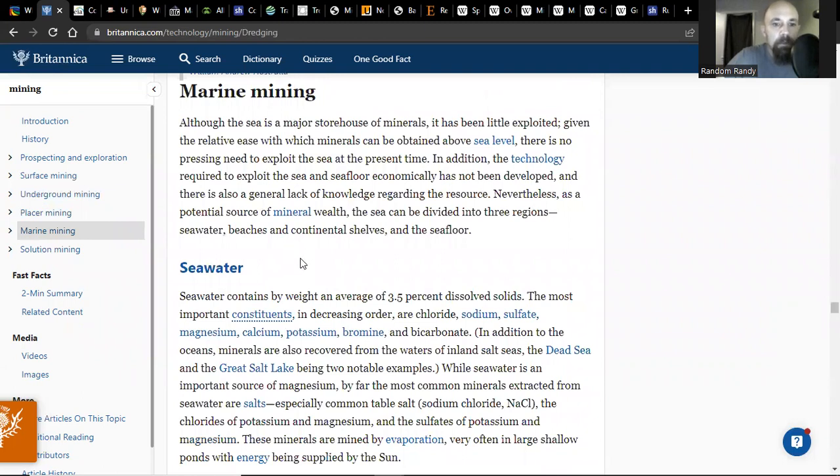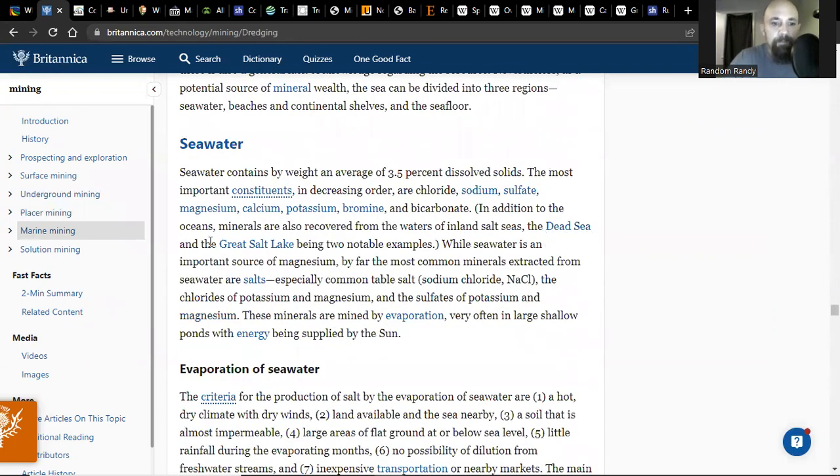Now, seawater itself is actually mined. Very interesting stuff. Okay. Because seawater contains chloride, sodium sulfate, magnesium, calcium, potassium, bromine, and bicarbonate. So the Dead Sea and the Great Salt Lake, two very notable examples of basically seawater or saltwater mines. What I mean by that is they are putting a brine in solution up above ground, and then they're letting that dry out, sometimes over the course of a couple years. They evaporate it, right?